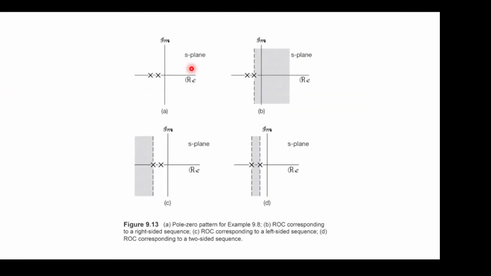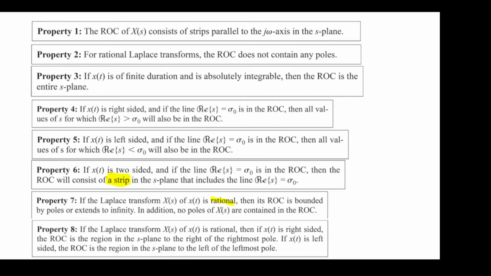So once again, see here in this picture, you see there are two poles here. So your ROC will be bounded by the poles, so it can either be this section, or the middle section, or the left section. So there are three choices, just by looking at the poles on the s plane.